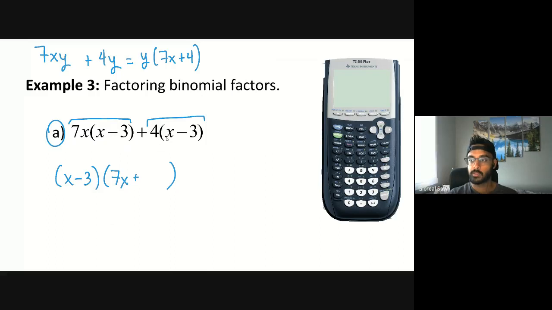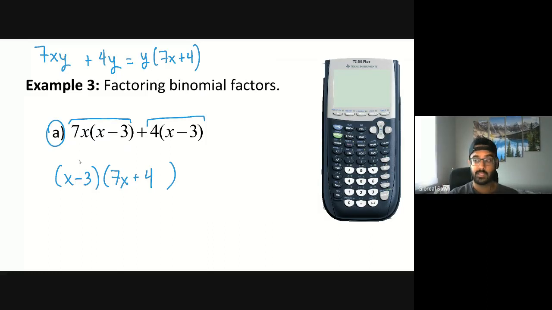Now 4 multiplied with x minus 3, whole thing divided by x minus 3. Again, the x minus 3's cancel. You're left with just 4. Congratulations, you just factored that. Okay, it's the exact same process as before, really no difference, except your common factor is now a binomial.